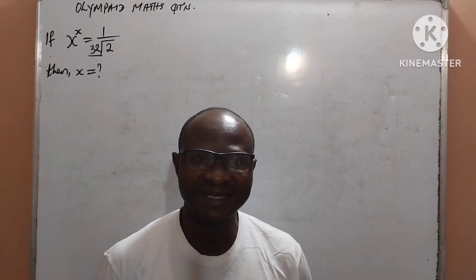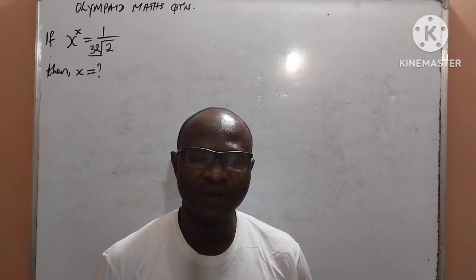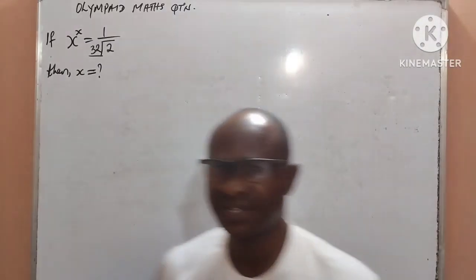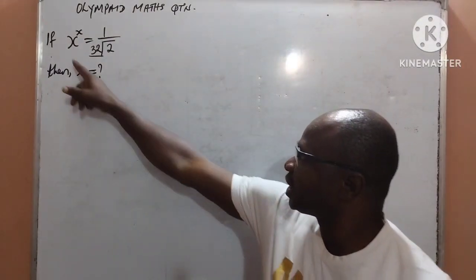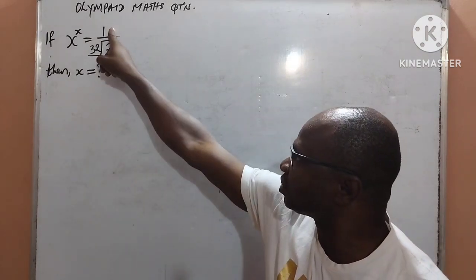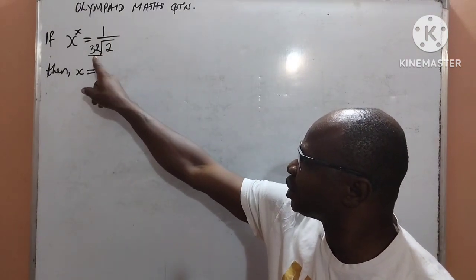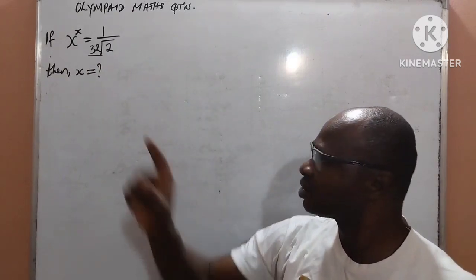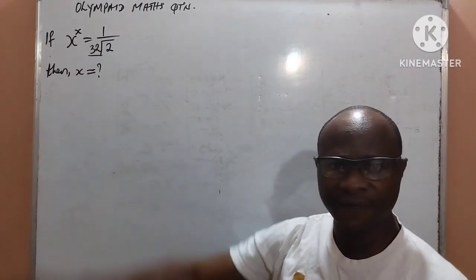In today's mathematics class, we shall be solving an Olympiad mathematics question, which already is written on the board. If x raised to the power x is equal to 1 all over the 32nd root of 2, then what should be the value of x?